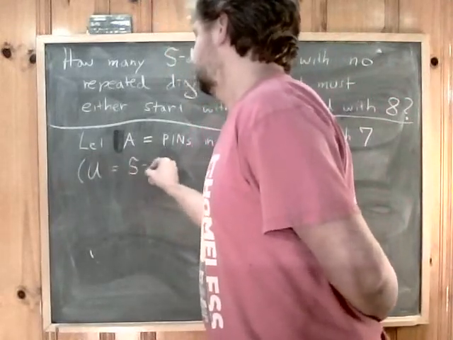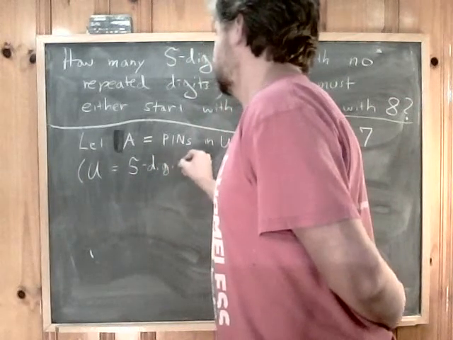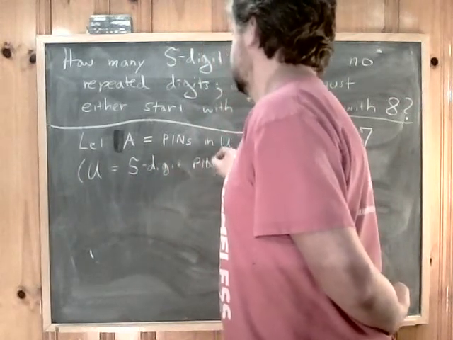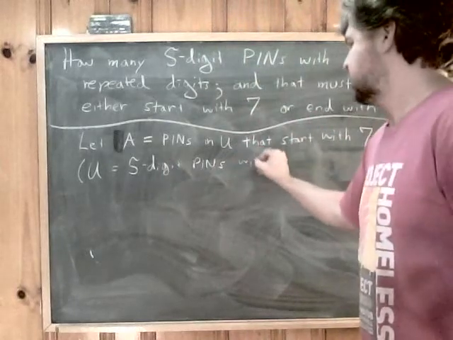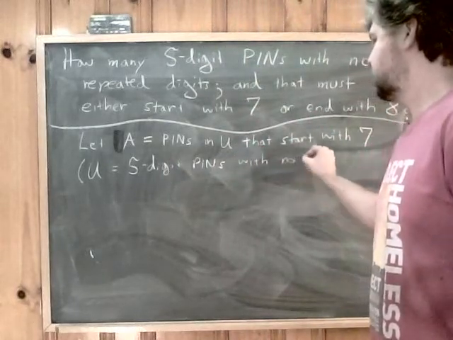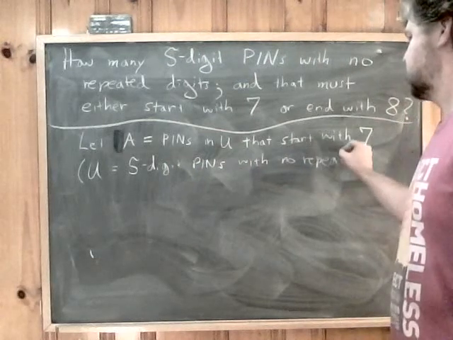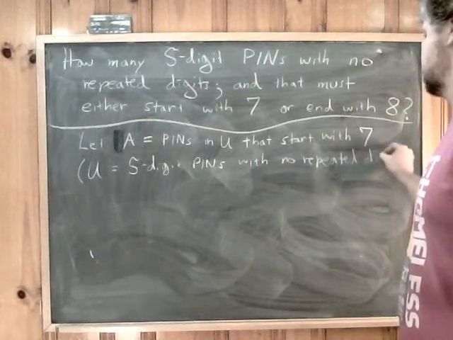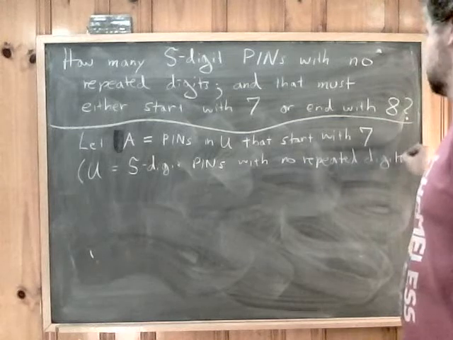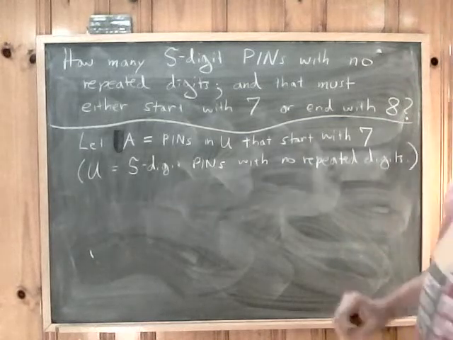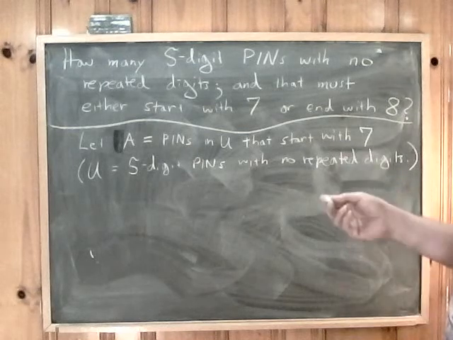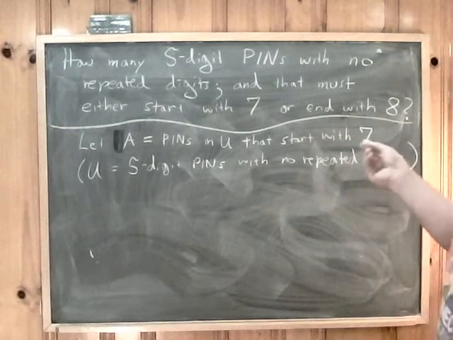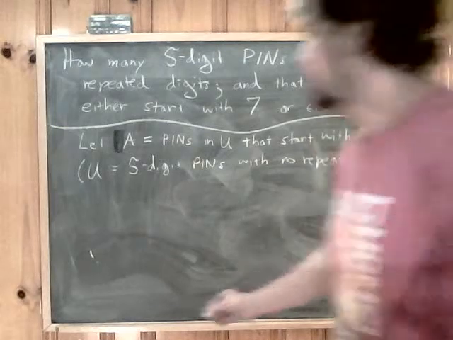U is equal to 5-digit pins, in this case, with no repeated digits. So I'll put that in parentheses. And let's let B be the pins that start with 8, or that end with 8.